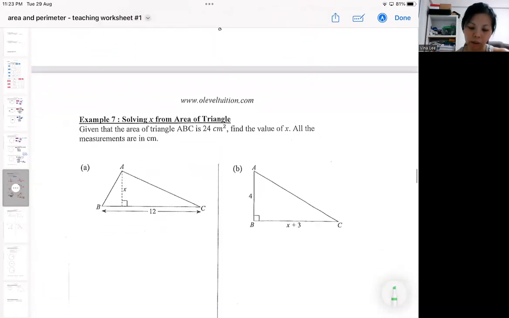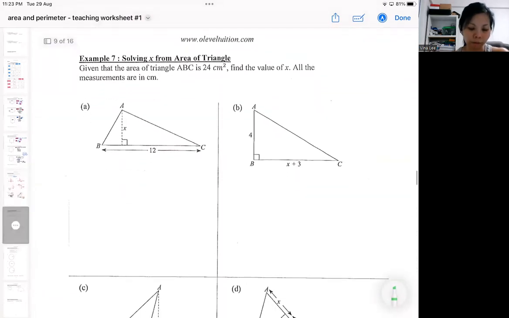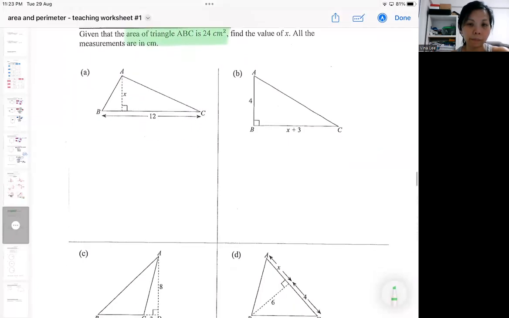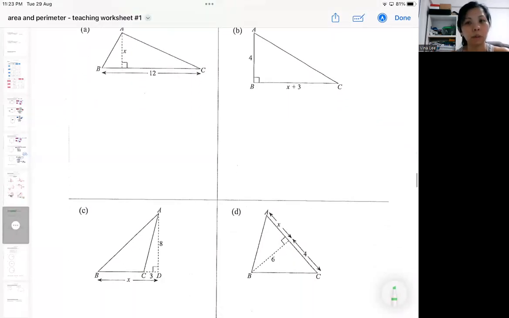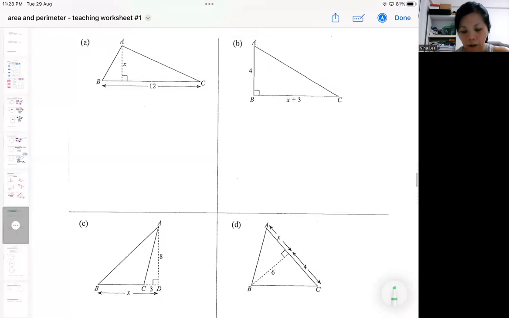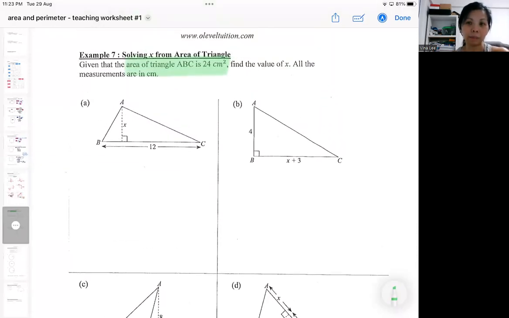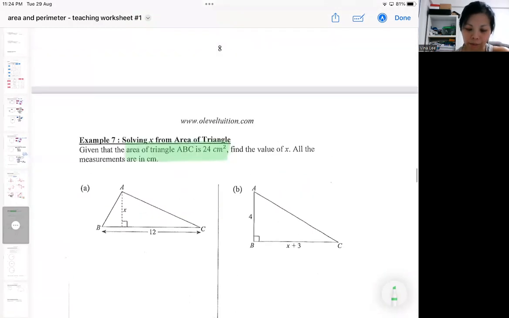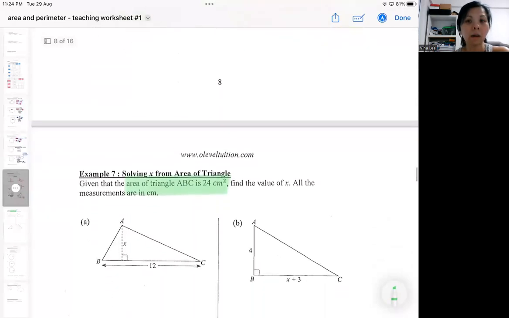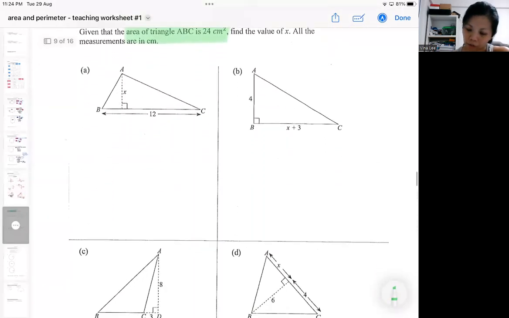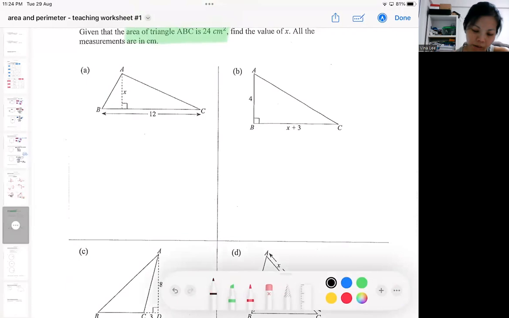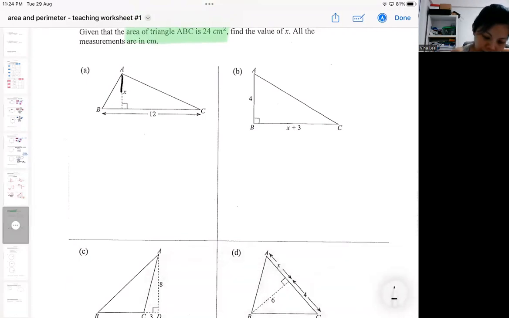Subsequently, we are going to solve for x if you are told that the area of the triangle is 24. So this triangle's area is going to be 24, and from there I'm going to find x. I'm going to form the equation for you, but you do the actual solving. I'm going to do it in the same manner: label and write the units first.